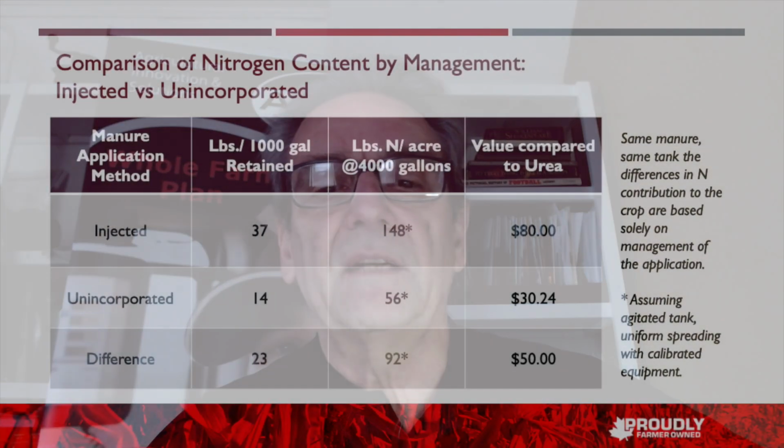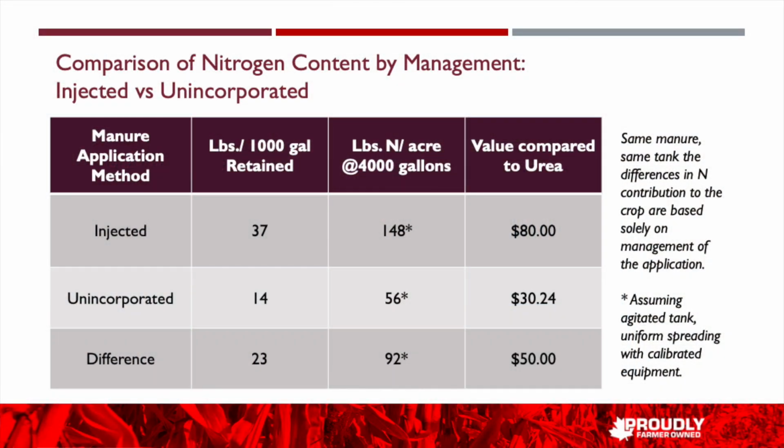With an injected method, if you look at 4,000 gallons to the acre, you apply 148 pounds of nitrogen. If you look at the price of urea, it's valued at $80 per acre. If it's unincorporated, you only retain 14 pounds of N per 1,000, or 56 pounds of N per acre, with a value of $30. So you give up $50 an acre, and 92 pounds per acre worth of nitrogen that could feed a crop. So it's the same manure, same tank. The difference here is how you manage the manure application to retain as much nitrogen as possible.